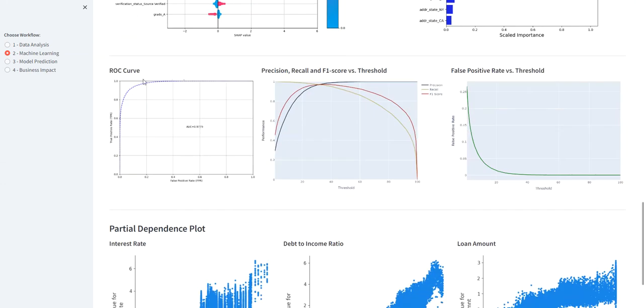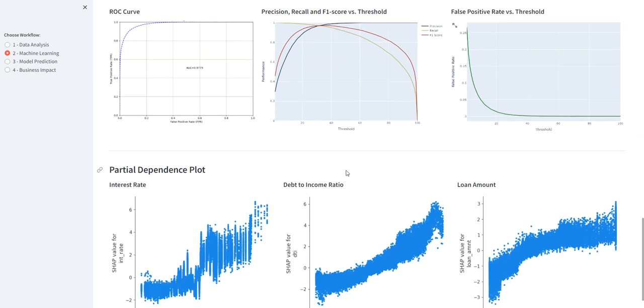If you are not a data scientist, just ignore this. But these are the ROC curve, precision recall, F1 score versus threshold. If you want to adjust the threshold, you can do that. And you have false positive rate versus threshold. This is where you apply that to business.